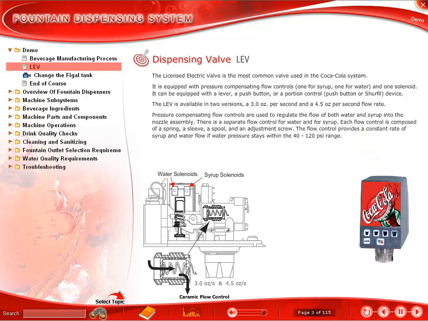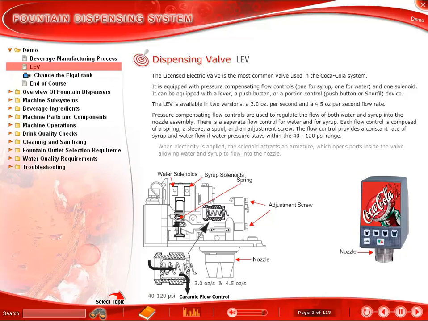Pressure compensating flow controls are used to regulate the flow of both water and syrup into the nozzle assembly. There is a separate flow control for water and for syrup. Each flow control is composed of a spring, a sleeve, a spool, and an adjustment screw. The flow control provides a constant rate of syrup and water flow if water pressure stays within the 40 to 120 psi range. When electricity is applied, the solenoid attracts an armature which opens ports inside the valve, allowing water and syrup to flow into the nozzle.